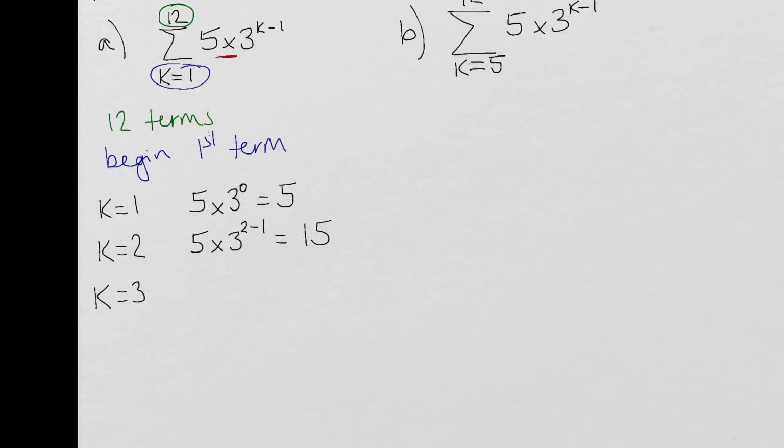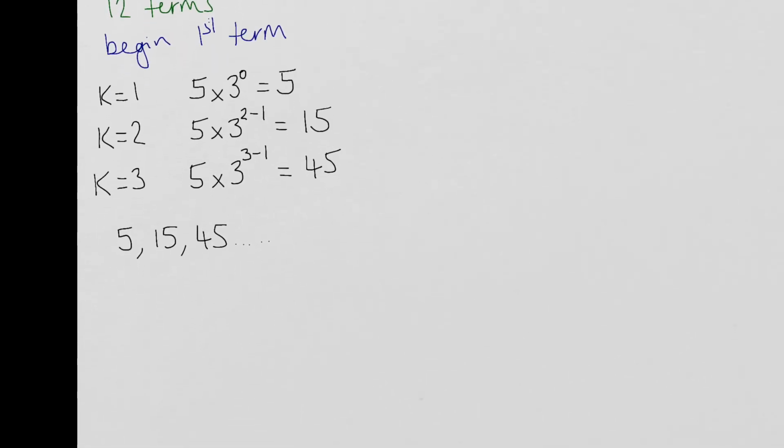Let's have a look at my third term. That would be 5 times by 3 to the power of 2. 3 squared is 9, times by 5 is 45. So I can see here, I'm going from 5 to 15 to 45. I've got a geometric series where my first term is 5, and my common ratio, what I'm multiplying by each time to get from one term to the next, is 3.